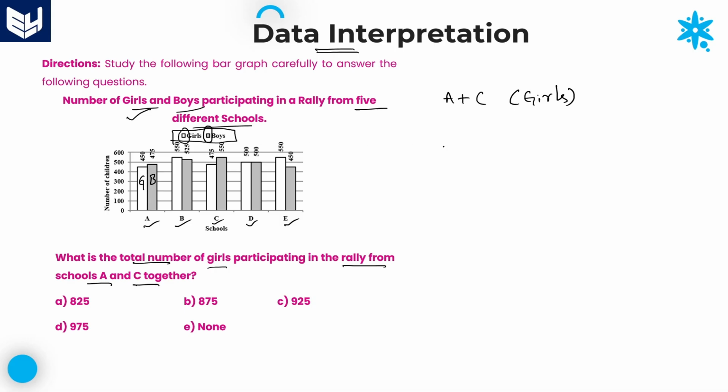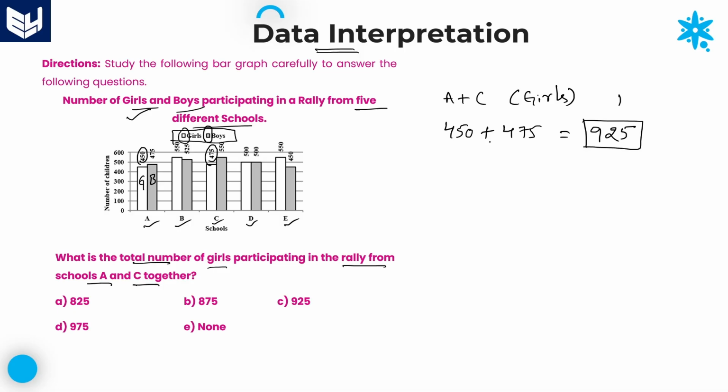So girls in A, 450. Whereas coming to C, it is 475. Now you can add these two values. Units place 0 plus 5, 5. 7 plus 5, 12, 1 is carry forward. 4 plus 4, 8. 8 plus 1, 9. 925.